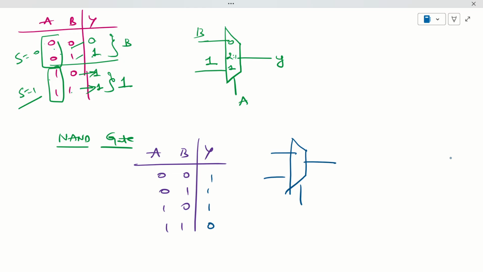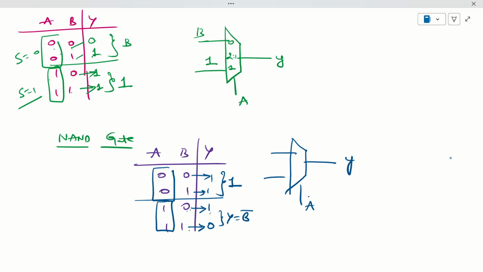Keep the selection line as A. Two combinations: 0 0 is 1, 1 is 1, meaning whatever the input is when A is 0, our input is B, either 0 or 1. Constant output is 1, right? And coming to the second condition, whenever A equal to 1, B is changed: 1 becomes 0 and 0 becomes 1. What does this mean? Y is nothing but B bar. Complement: 0 becomes 1, 1 becomes 0. That's why the first input is 1, the second input is B bar. This is about the NAND gate using a 2:1 multiplexer.